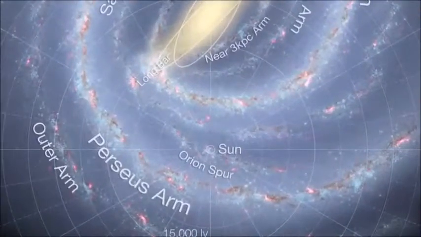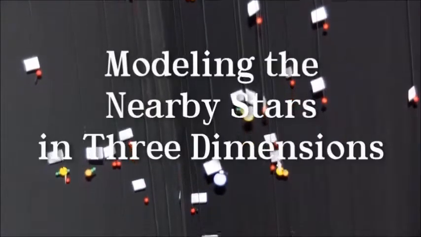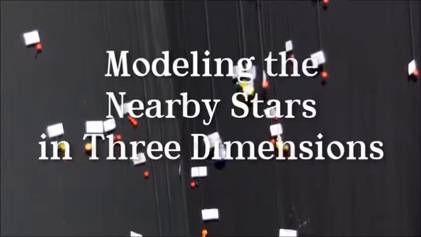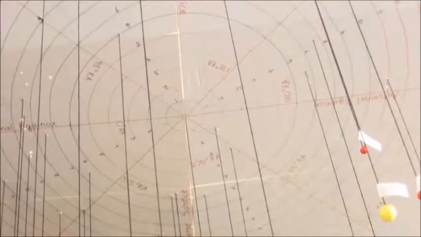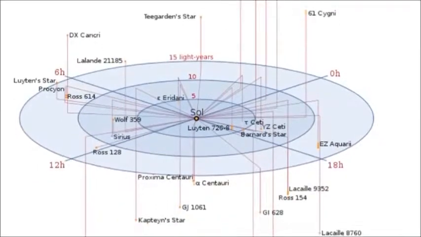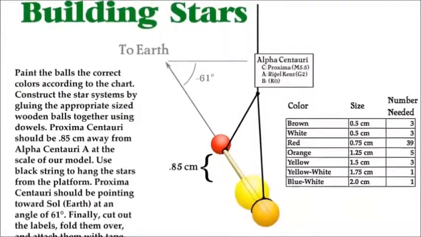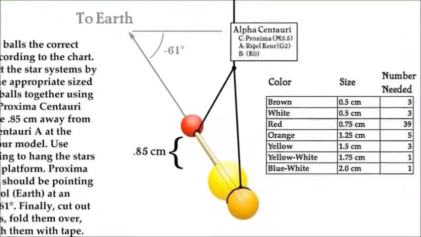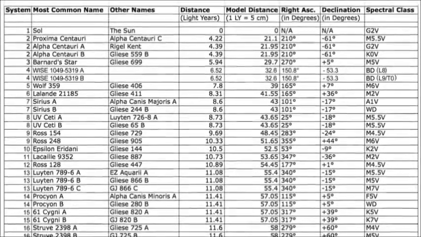galaxy. In this activity, students will build a three-dimensional model of the nearby stars out to 15 light years from our solar system. In the process, they'll learn about the coordinate system astronomers use to locate an object in three-dimensional space. They'll learn the distribution and abundance of different types of stars in our neighborhood, and whether they are single, binary, or trinary star systems. They'll also learn about recently discovered brown dwarfs and exoplanets.